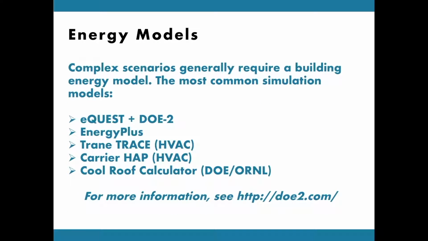The last thing I want to address in this part of the webinar is energy models. If your project is complex enough to require an energy model, typically there's going to be an MEP engineer involved. Energy modeling software is fairly robust and ubiquitous across the industry. The most common ones we see used are eQuest and EnergyPlus, the DOE versions. Trane and Carrier both have a building energy model, and DOE also provides a cool roof calculator for projecting savings from roofing projects.